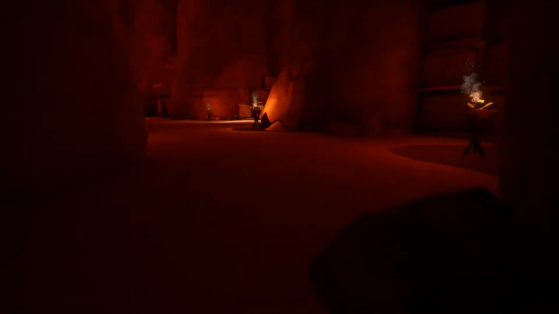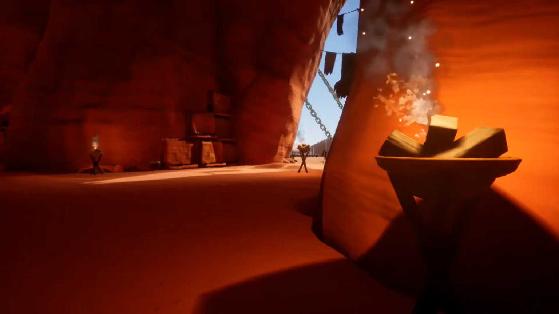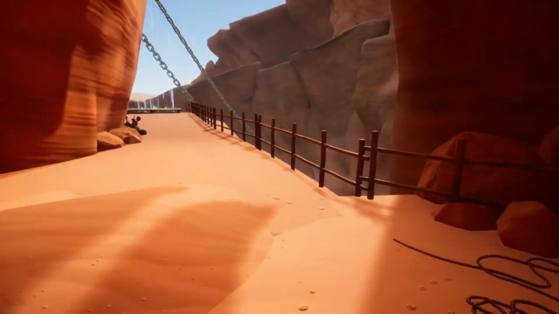I haven't checked right there, but I don't know if it's a light bug or it's a hole. I'm not gonna mess with it. Let's go in the temple.